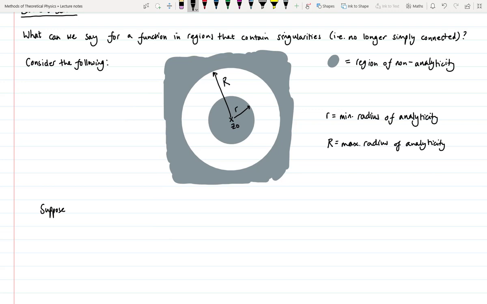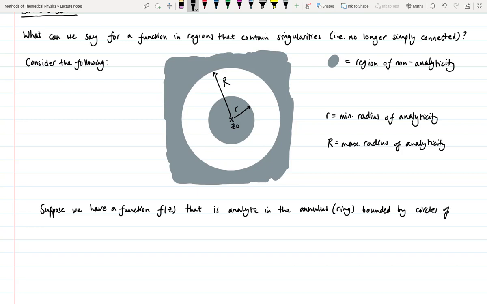Suppose we have a function f of z that is analytic in the annular region, so the annulus or ring, bounded by circles of radius little r and big R. But our function f of z is not analytic in that central grey region within the circle of radius r centered at z0.